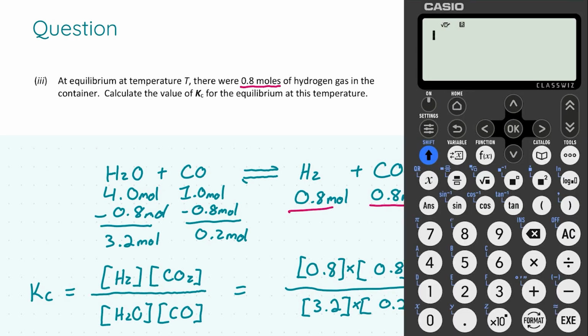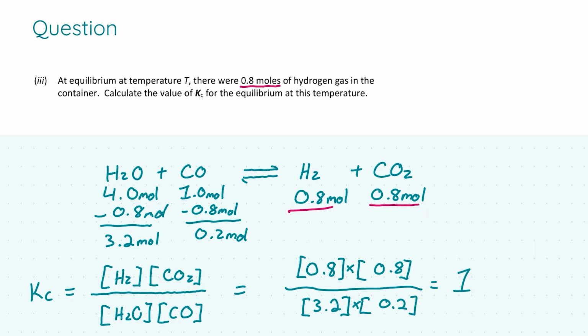And then just throwing this into our calculator, so as we said, 0.8 multiplied by 0.8 divided by 3.2 times 0.2. That'll just give us an answer of 1. So our Kc in this case is 1.